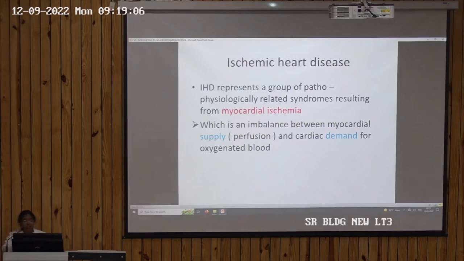It occurs due to an imbalance between supply and demand of the oxygenated blood. So either the supply is more or the demand is less. Sorry, I said it wrong. Either the supply is less or the demand is more.